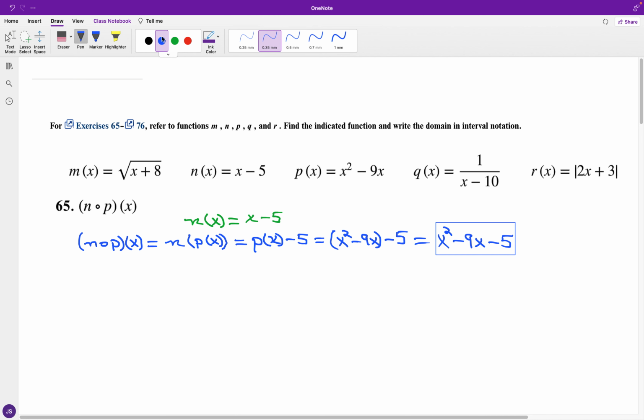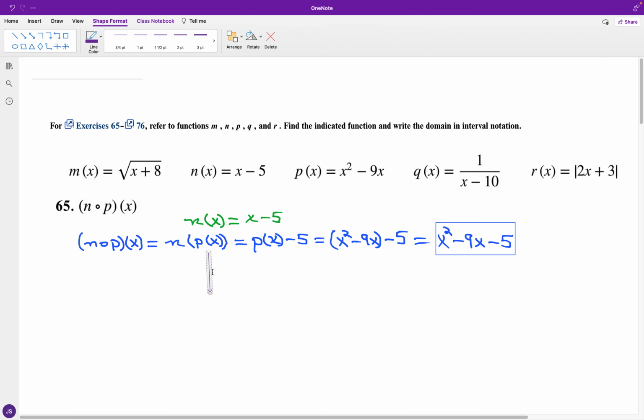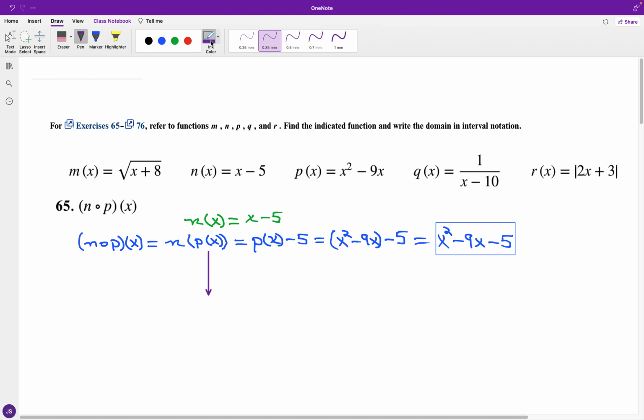And looking for any restrictions, and thus looking at what is going to be the domain. So you've got your input, p of x, which again is x squared minus 9x. Now we don't have an even root radical, nor do we have a fraction, so I have no restrictions.